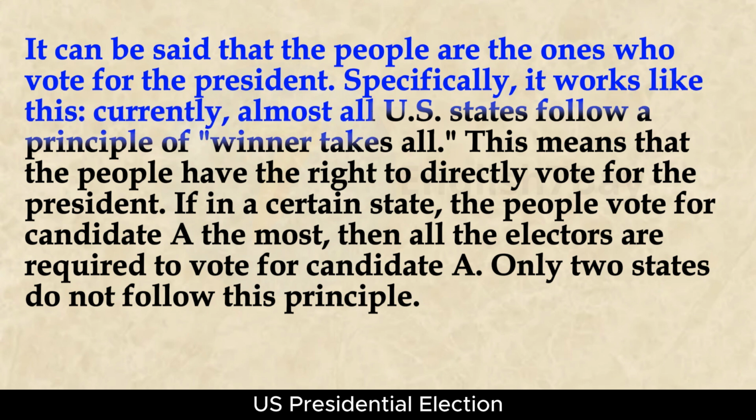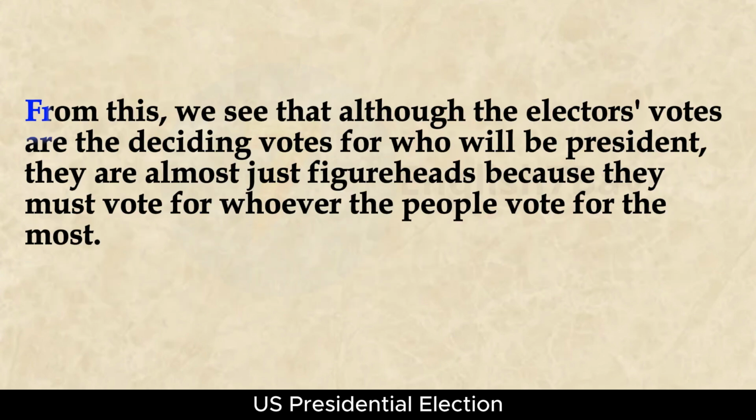Currently, almost all U.S. states follow a principle of winner takes all. This means that the people have the right to directly vote for the president. If in a certain state, the people vote for candidate A the most, then all the electors are required to vote for candidate A. Only 2 states do not follow this principle. From this, we see that although the electors' votes are the deciding votes for who will be president, they are almost just figureheads because they must vote for whoever the people vote for the most.